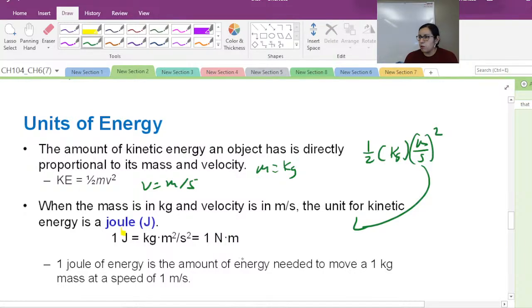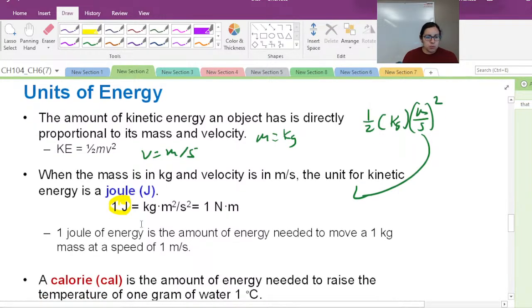This would be if you cared about work over a distance, you might see this in Newton meters. But for our purposes, we'll mainly be in joules. So just know that a joule has the units of kilograms meters squared over second squared, because this might help you with dimensional analysis.